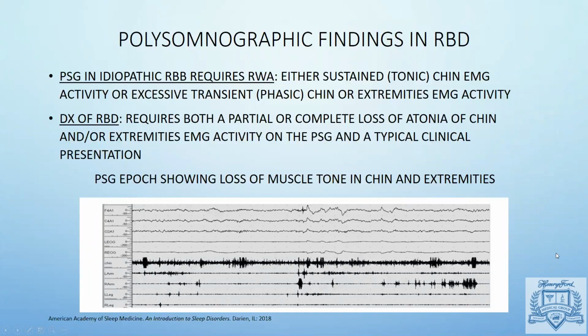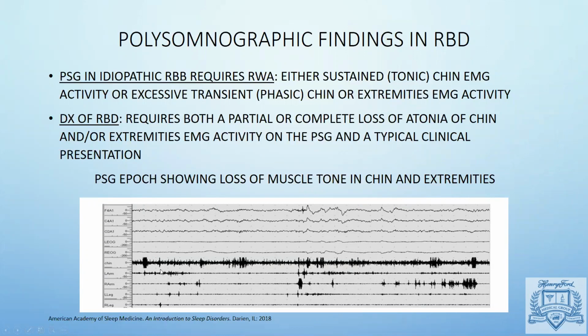Polysomnogram findings in REM behavioral disorder. There are two kinds: you could either have a tonic or a phasic. Tonic is when there's sustained muscle activity during REM sleep for more than 50% of the page. Phasic is when it's split and not continuous throughout the whole polysomnogram.